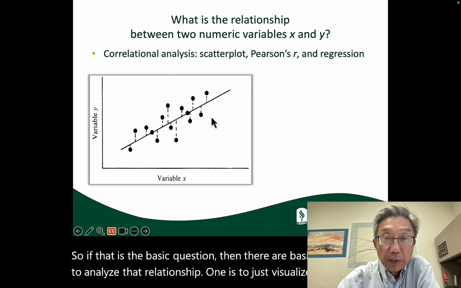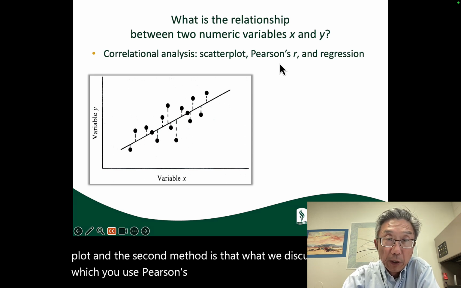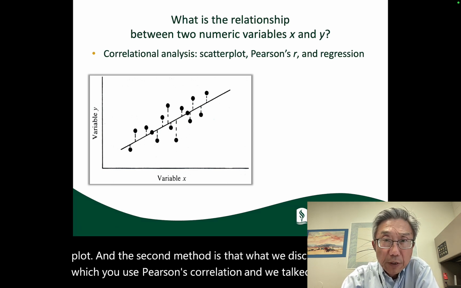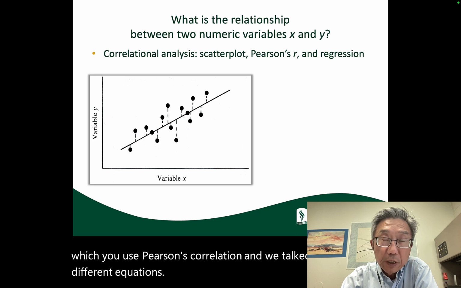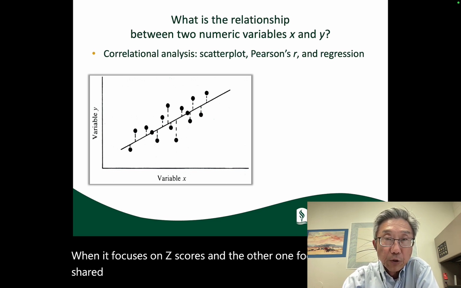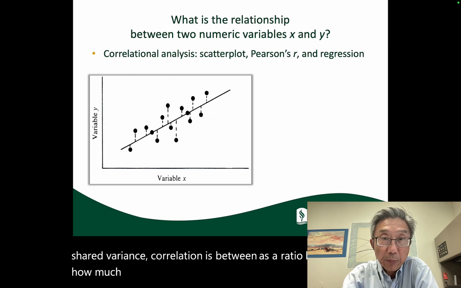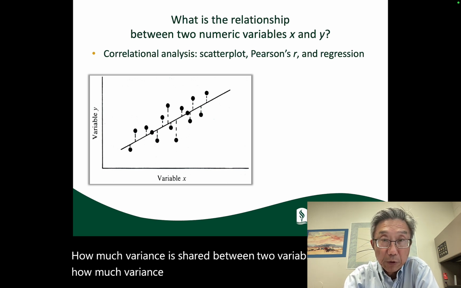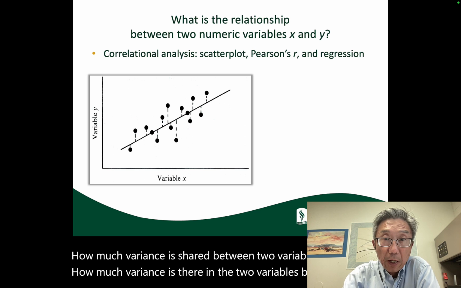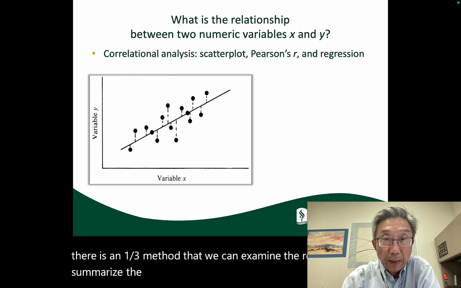And the second method is what we discussed last week, which uses Pearson's correlation. And we talked about two different equations. One focuses on the z-scores, and the other one focuses on the shared variance. Correlation is a ratio between how much variance is shared between two variables divided by how much variance is there in the two variables by themselves. So there is a third method that we can use to examine and summarize the relationship, which is regression analysis.